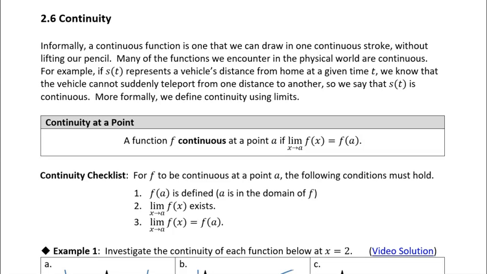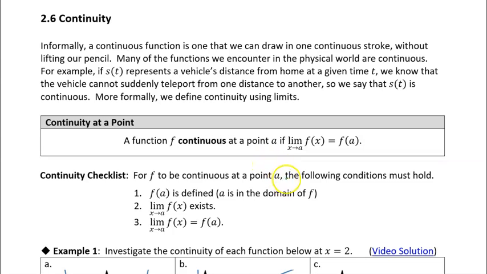Now, when you see the definition of continuity in mathematical terms, sometimes it looks a little more complicated than it really is. But essentially, it just means that you can draw the graph with one continuous stroke. A function is continuous at a point, a, if the limit as x approaches a is equal to f of a. All right, so that's pretty simple.